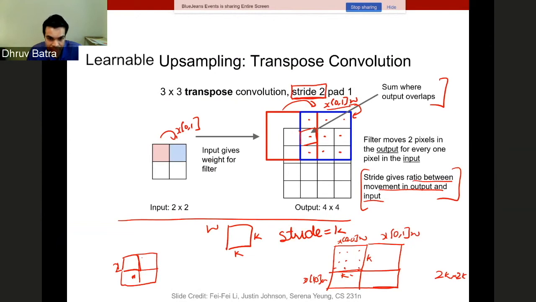What does x0, 0 times w mean? Isn't w a 3x3 filter? How can we multiply it by x0, 0? W is a 3x3 filter, and you can multiply a 3x3 filter by a scalar, which means that you multiply every entry in W. So this is like a scalar times a matrix product. The way we define a scalar times a matrix product is that you go to every single entry in that matrix and multiply it by that scalar.